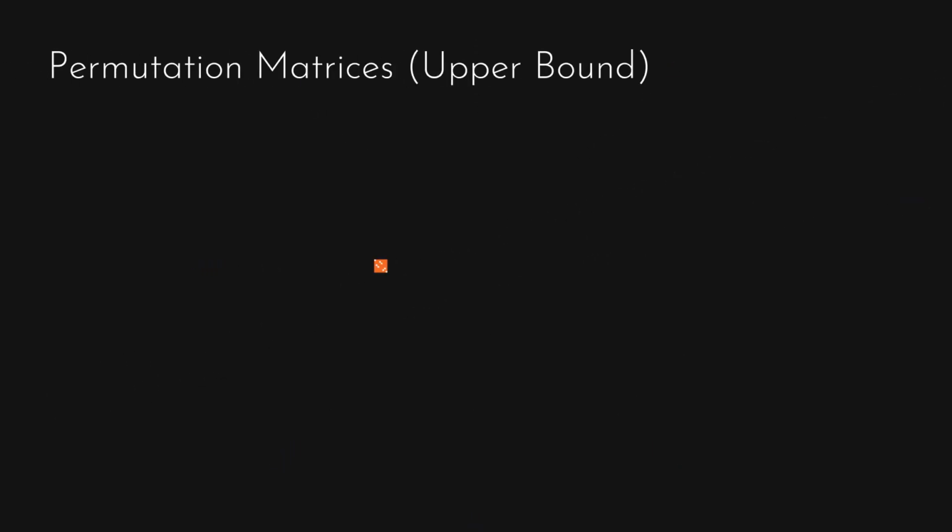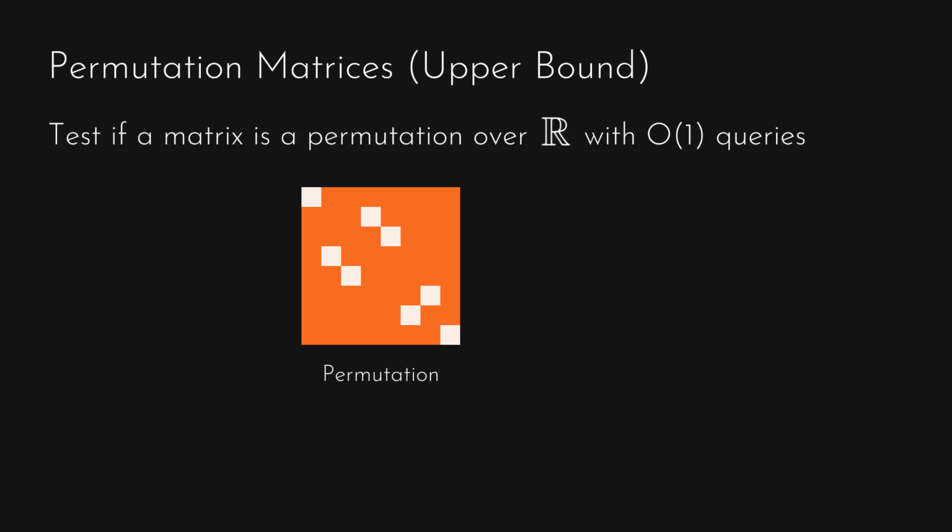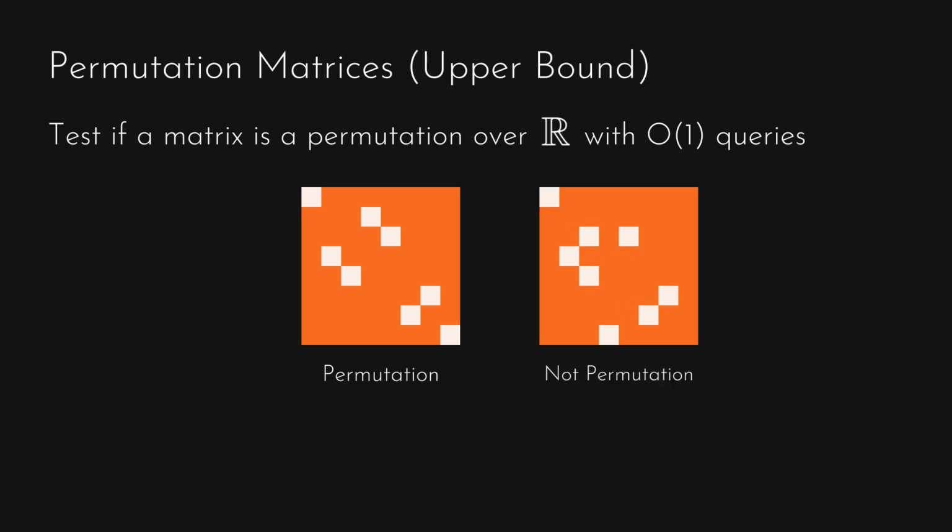Remember that a permutation matrix is a binary matrix such that in every row and every column, there is exactly one entry that is a 1 and the rest are 0. And again, I'll show how to use a constant number of queries to determine if a matrix is a permutation matrix or not. Here, it is important that the queries are over the real numbers or any large enough field. We also need to assume that all entries of the matrix are either 0 or 1 even if it's not a permutation. Then, we can use a similar strategy as before.